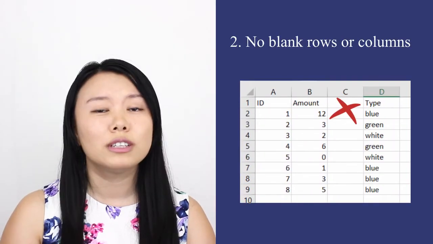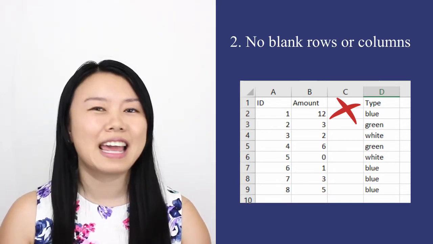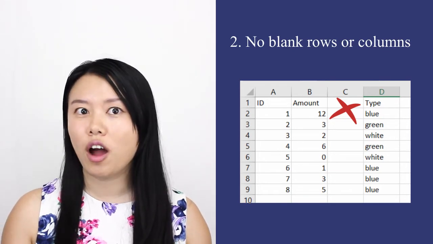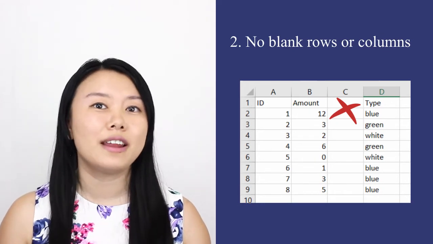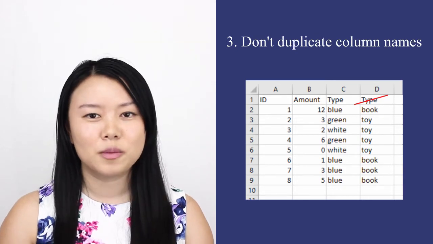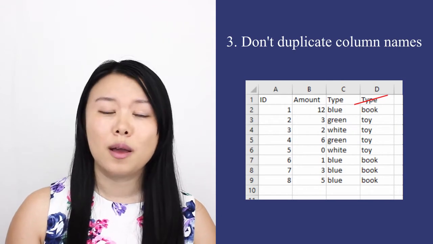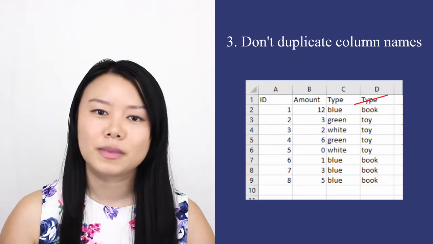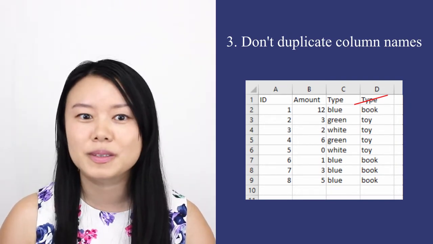Secondly, don't leave blank rows or columns. Many programs can't handle blank columns or rows properly. They may cut it off at the blank, thinking that, okay, the data is done, or it could throw an error. Thirdly, don't duplicate column names. So many imports can't handle that. And for example, Python pandas data frames can't have duplicate column names. So you're causing issues down the line and people will have to rename the columns.